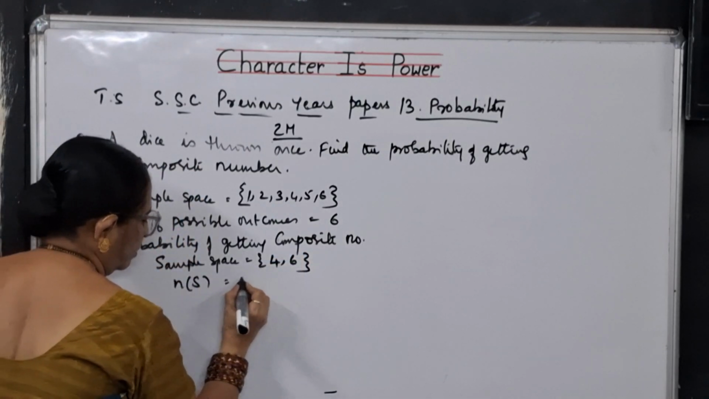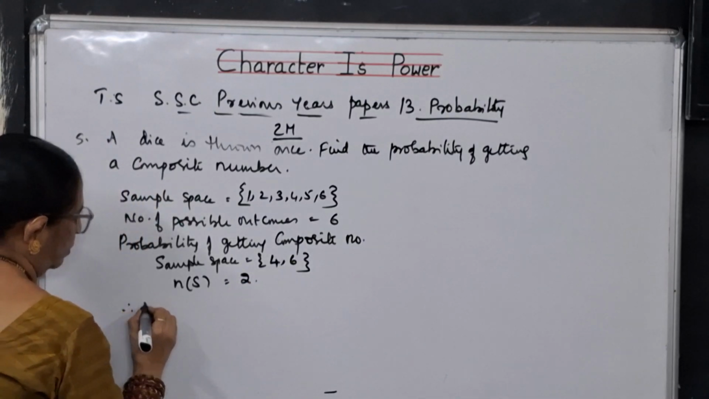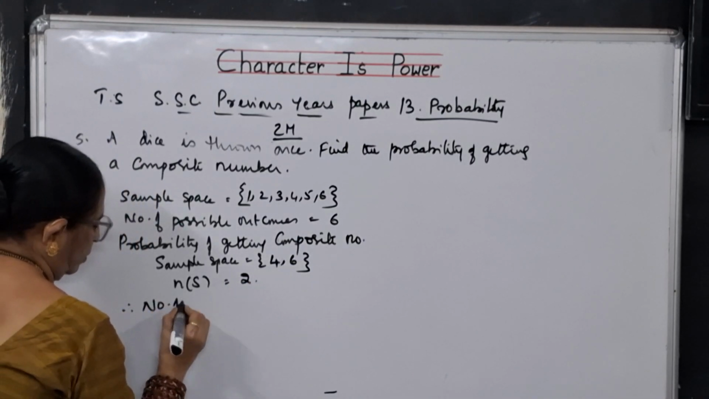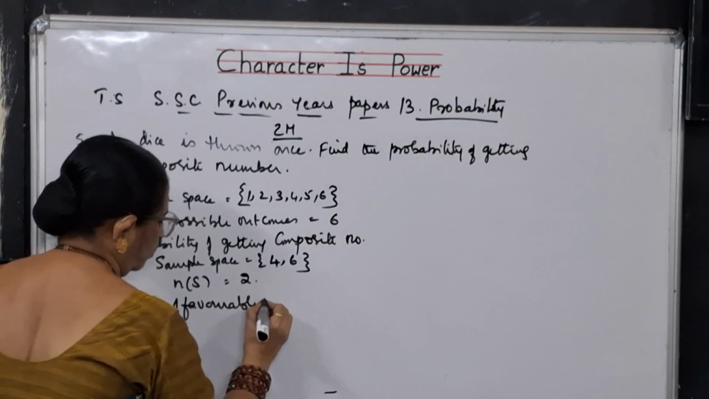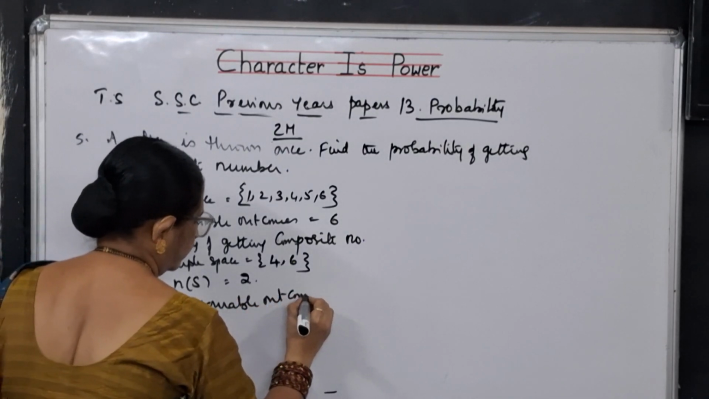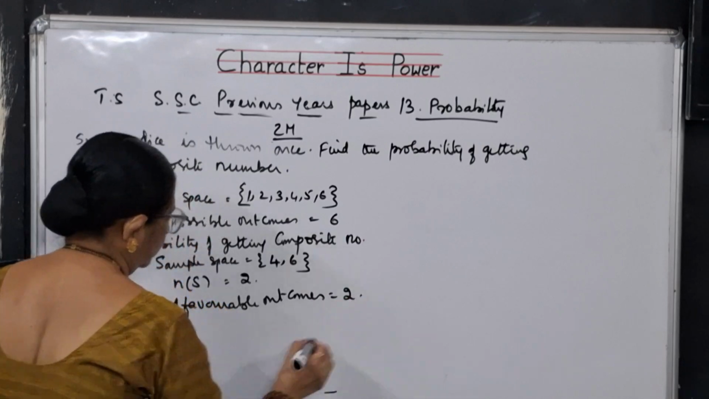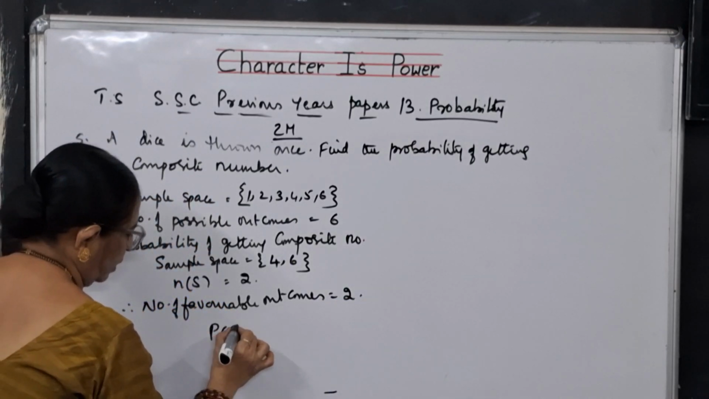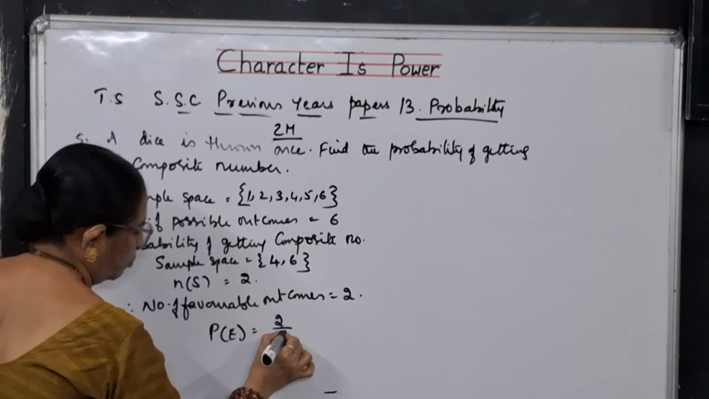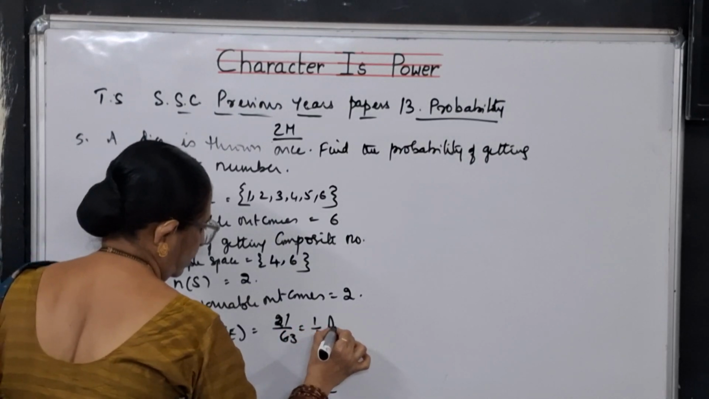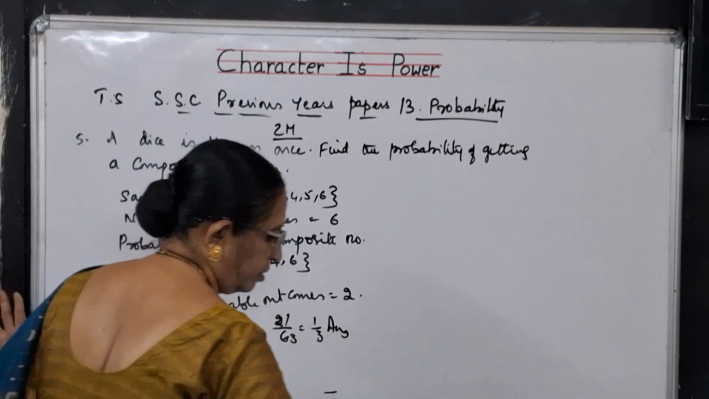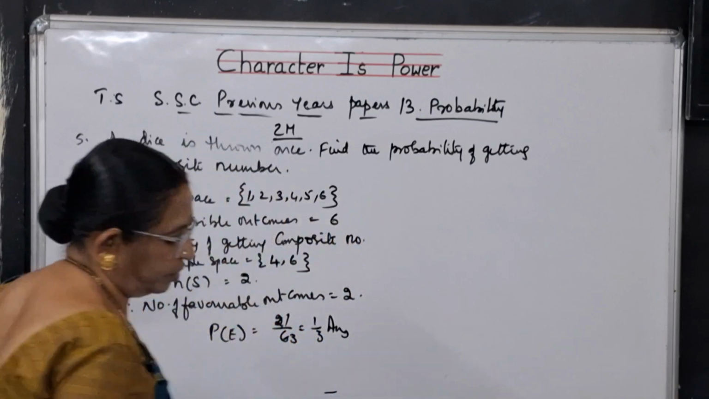So n of s is 2. Therefore, number of favorable outcomes is equal to 2. So probability of the event is nothing but 2 by 6. That is 1 by 3 is the answer. Please note down this.